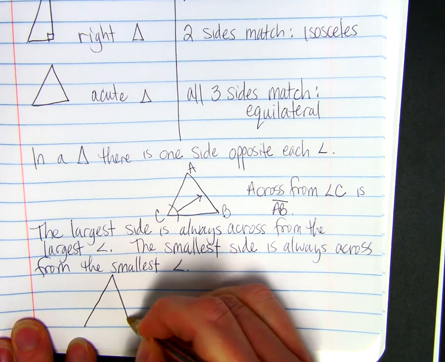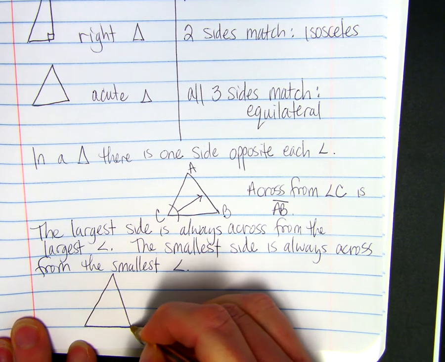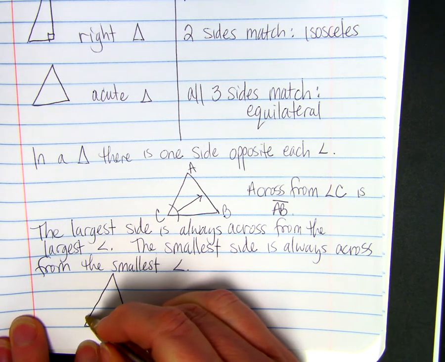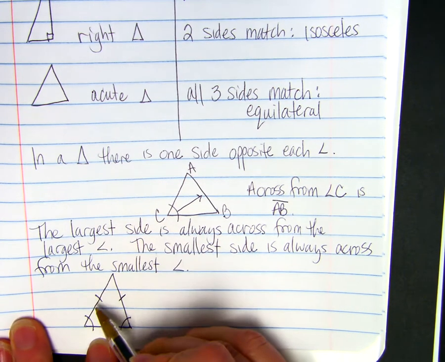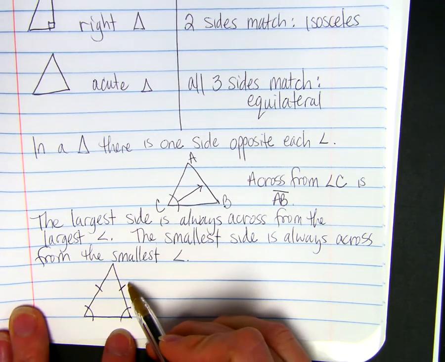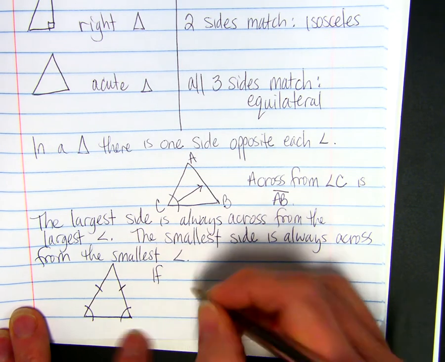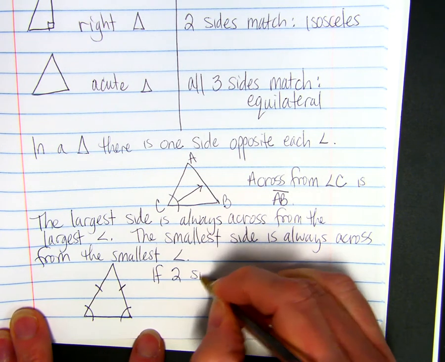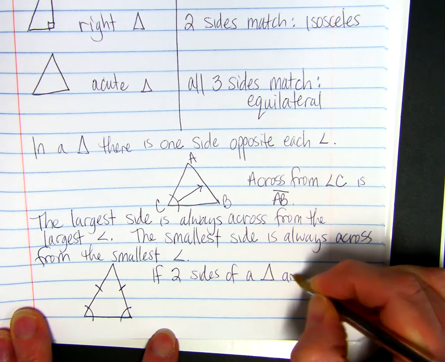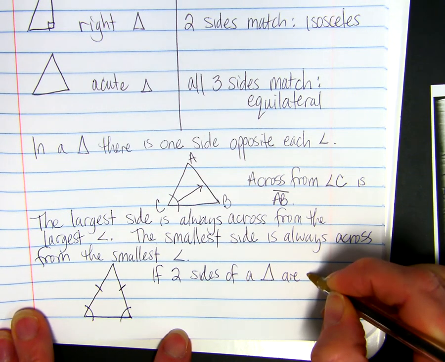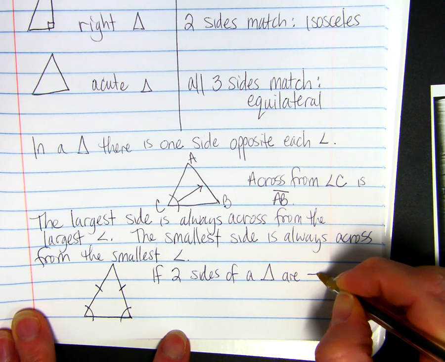Then we have the Isosceles triangle theorem, which you guys don't have to remember what it's called, but if you have an isosceles triangle, that means two sides are congruent. And the theorem states if two sides of a triangle are equal, I'm going to say congruent. I'm going to change that word equal to congruent.